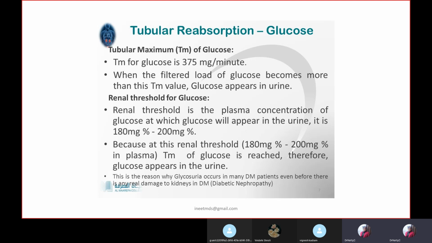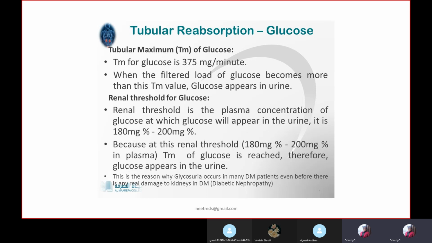urine. The renal threshold for glucose is just 180 milligram. So don't get confused. Again, I'll tell you, 375 is the tubular maximum for glucose, which means in the renal tubules, if the glucose content increases more than 375, it will not function. It will appear in urine, which means the tubules do not have the capacity to reabsorb glucose when the content is more than 375.